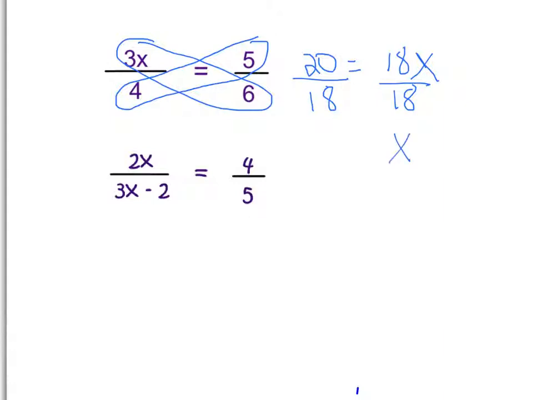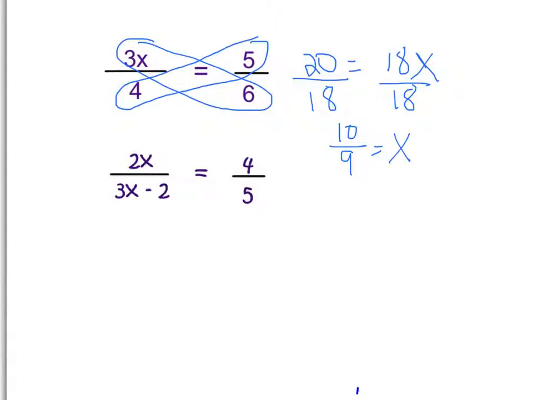So x equals 20 over 18, but I'd like you to simplify. So 2 goes into both of them, so I have 10/9. We can have fraction answers. So please pause and try this next one on your own before continuing.